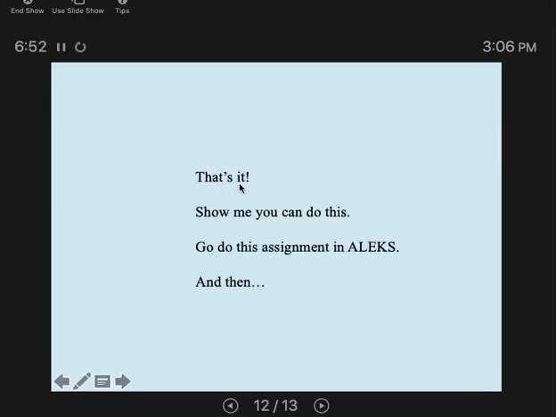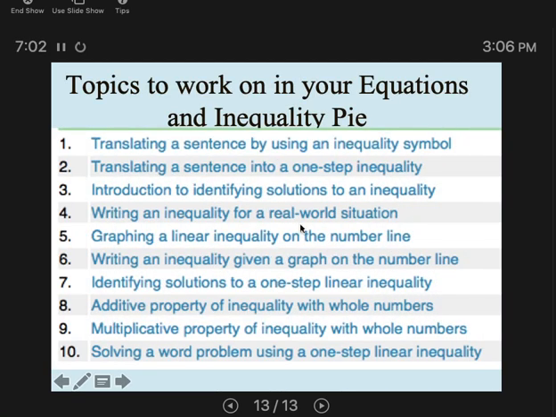Okay, that's it for today. Show me you can do this. Go do this assignment in Alex. It's a 4-question assignment with those 4 topics. And then when you finish that, this week we are not doing 2 topics every day. This week we're doing at least 20 minutes in Alex each day for 3 days. So you'll owe an hour by the end of the week. There should be an assignment in there where that works. We just covered topics 1, 2, 3, 4. Those are the 4 that are on your assignment, your class practice that you're doing for today.